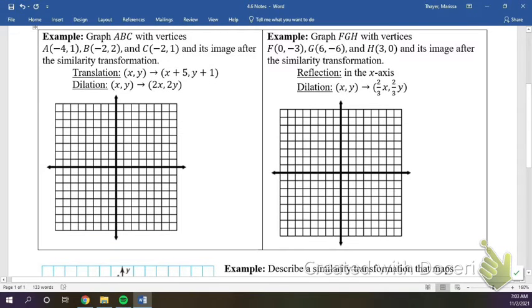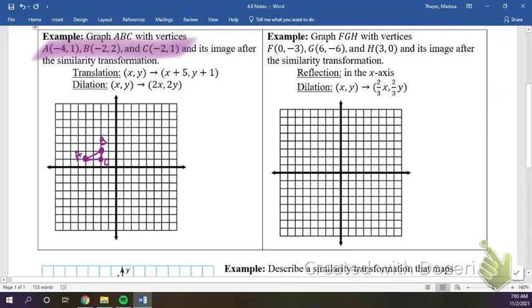We need to graph the pre-image. I'm going to do that in purple. This is a small little triangle. Make sure you label.